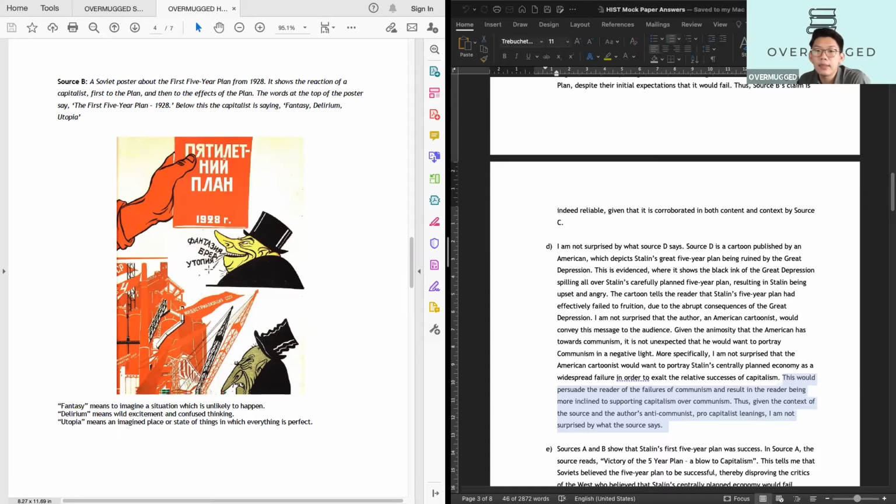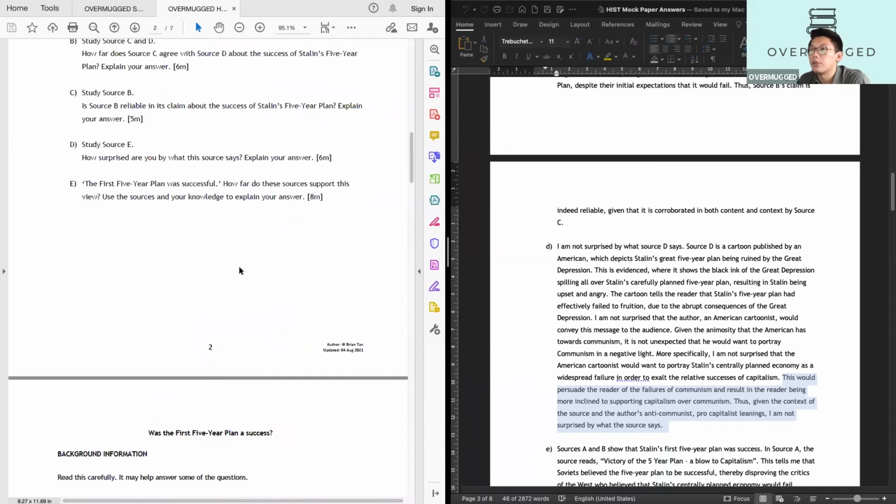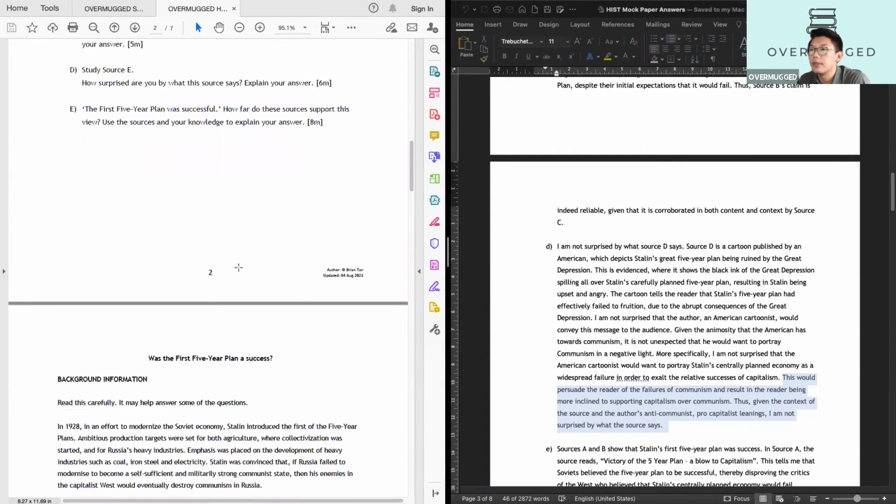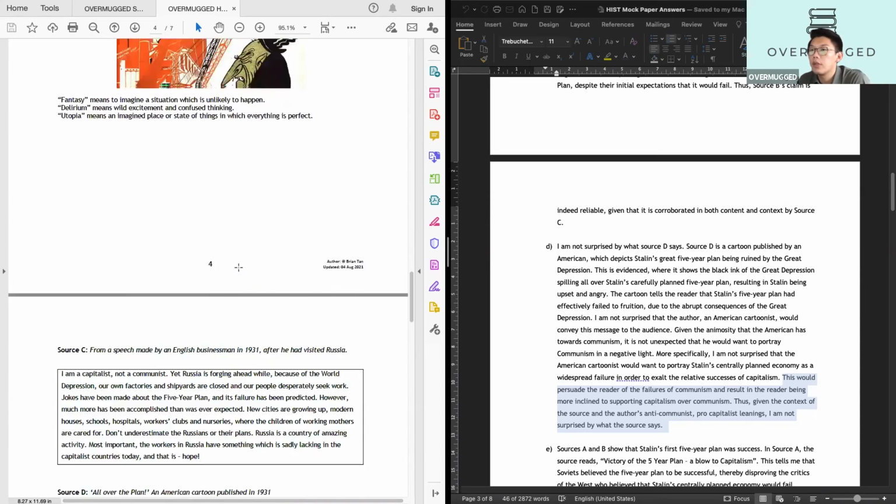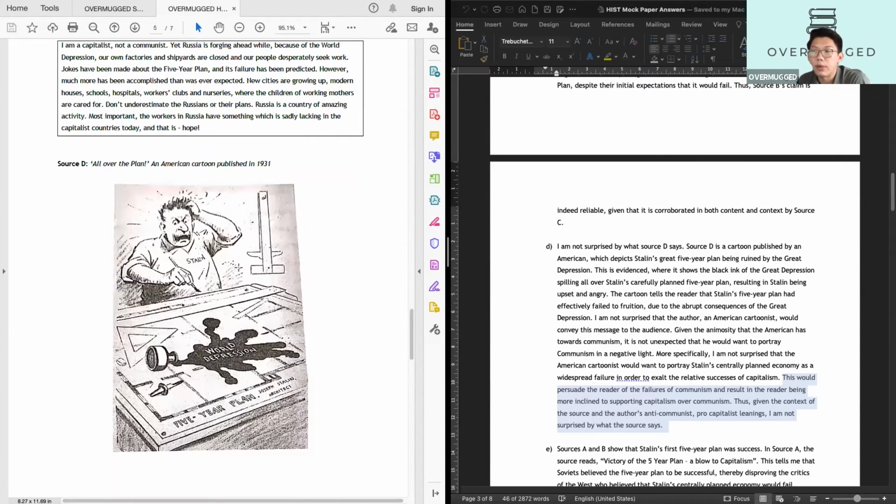Someone asked, with regard to question 4, could I say that I'm surprised because he's a communist? Okay, so basically, I would just like to point out that there was an error in setting the paper. The question is source D, not source E.